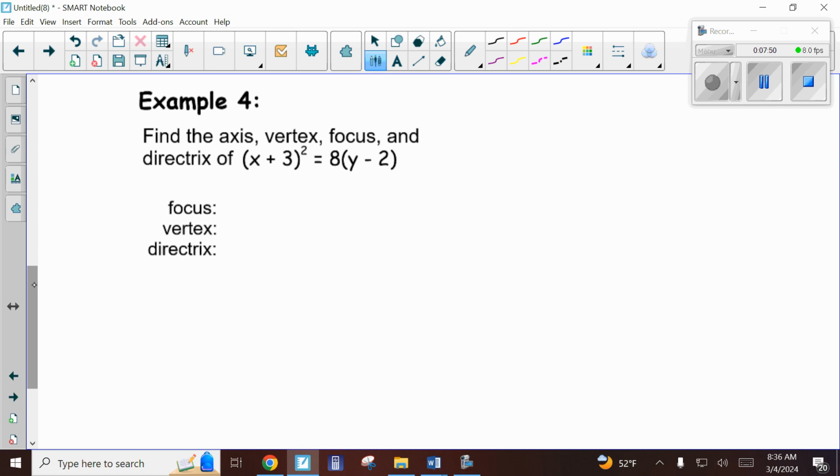Okay, next, the vertex, there's nothing special about this one because this one is in order. So it's going to be a -3 and a +2.